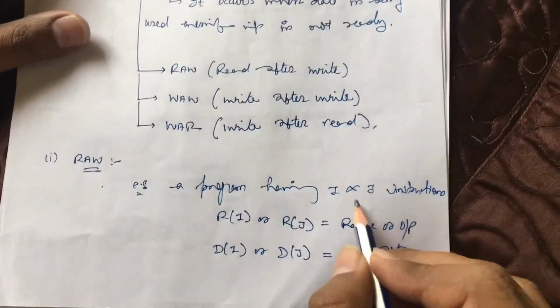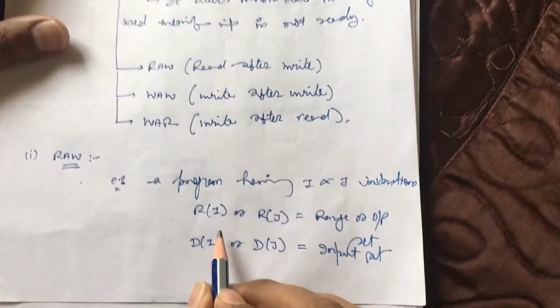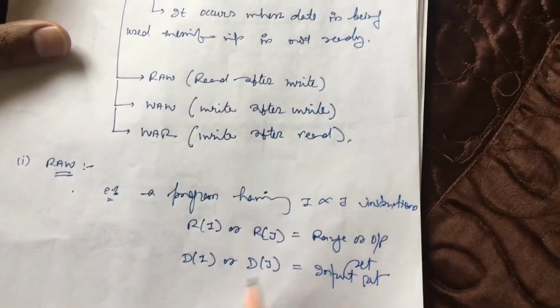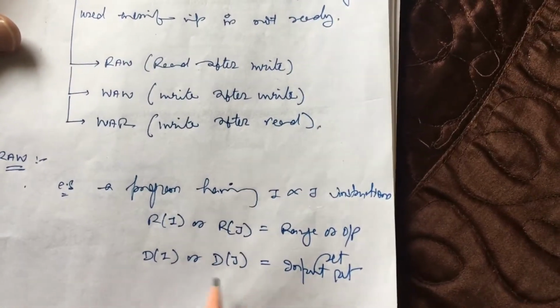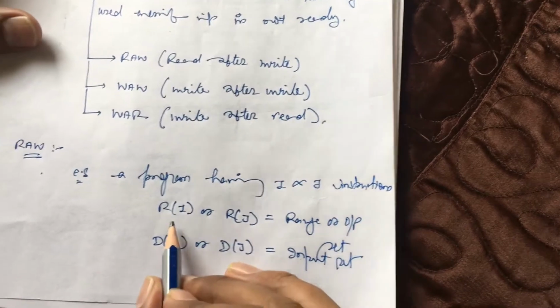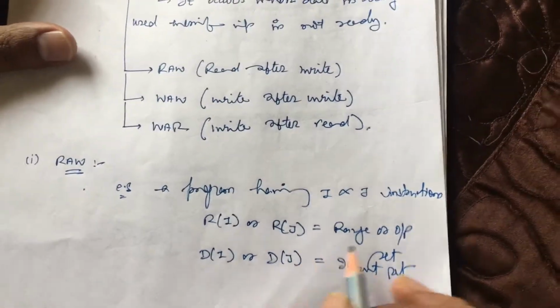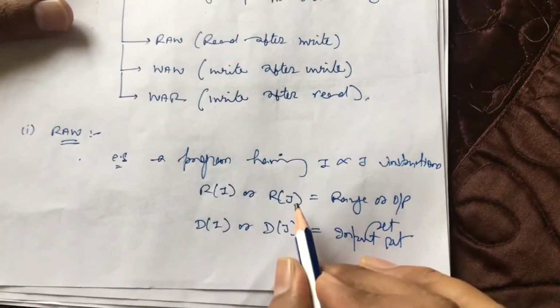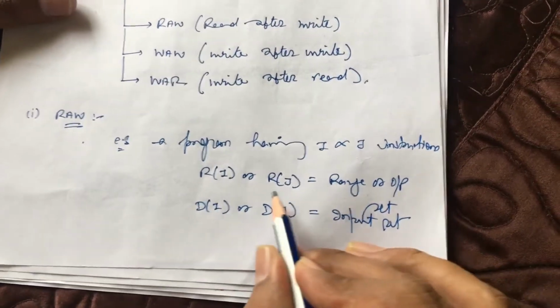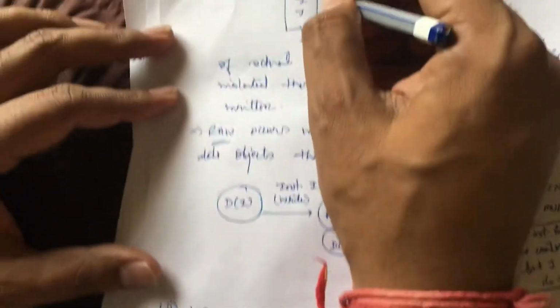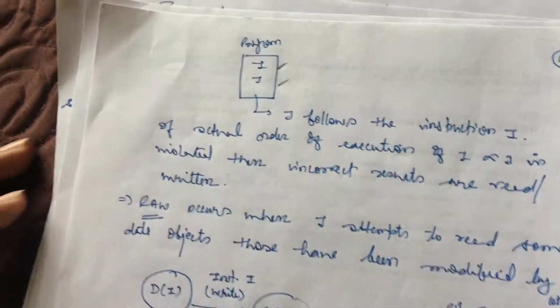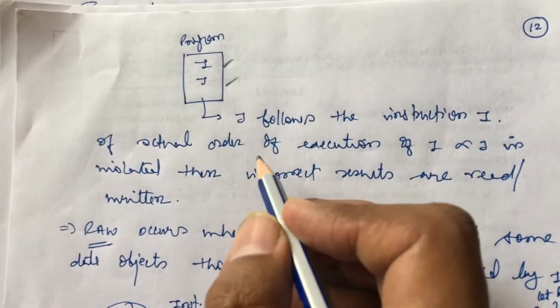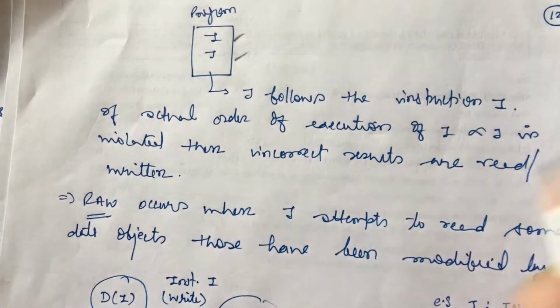These are three kinds. So in case of RAW, WAR or WAW, let's say we are having two instructions I and J. The input set corresponding to the I and J instructions is represented here by Di and Dj, which is the input set, and Ri and Rj is the range or output corresponding to the operation performed, whether it is a read or write on I and J. So this is your program in which the sequence of instructions is I and J. So J follows the instruction I.